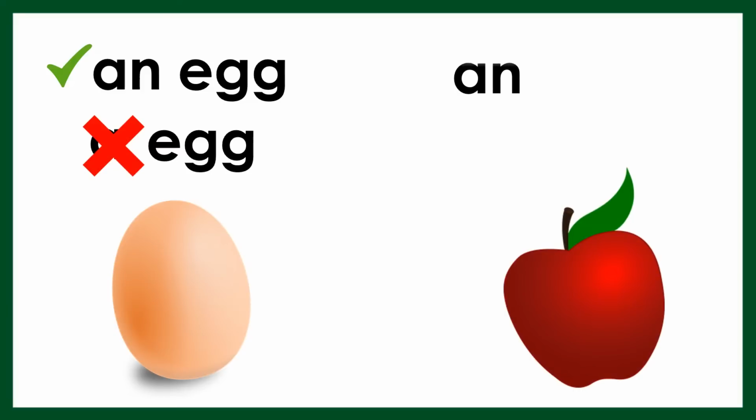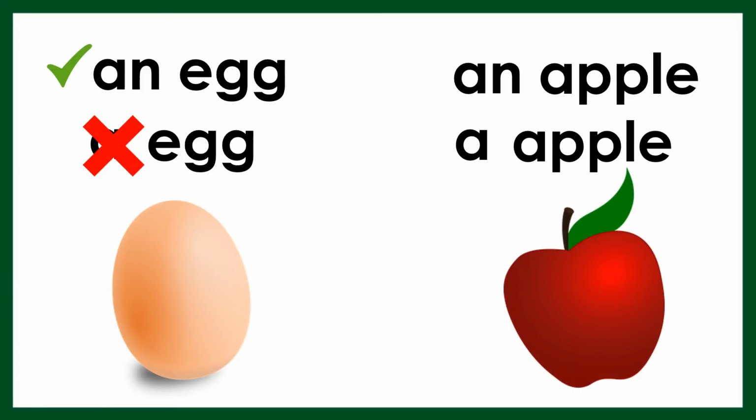Is it an egg or a egg? An egg is the correct one. A egg is incorrect. Is it an apple or a apple? The answer is an apple. A apple is incorrect.